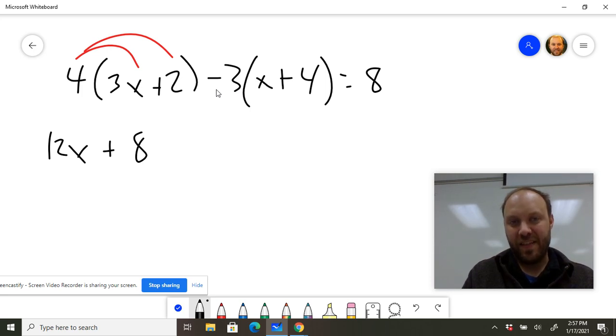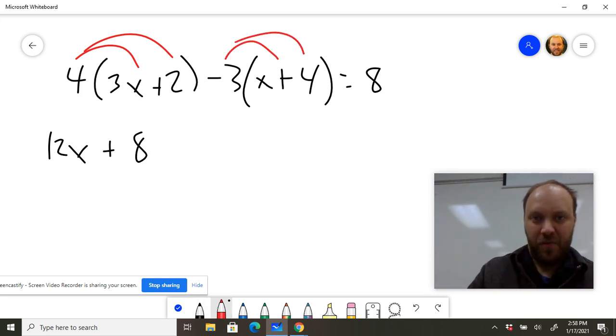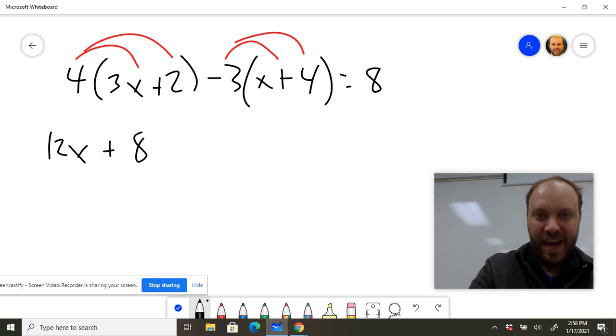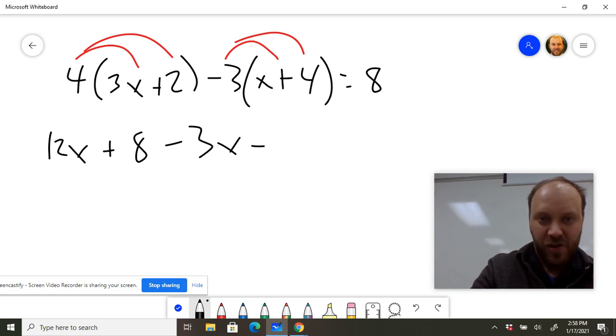So I really treat that like I'm adding a negative 3, and I'm multiplying everything by a negative 3. You can handle it other ways, but if you did it differently, make sure you got the right answer. If not, this might be the way you want to go. Negative 3 times x is negative 3x. And here's the kicker. Negative 3 times 4 is going to give you negative 12.